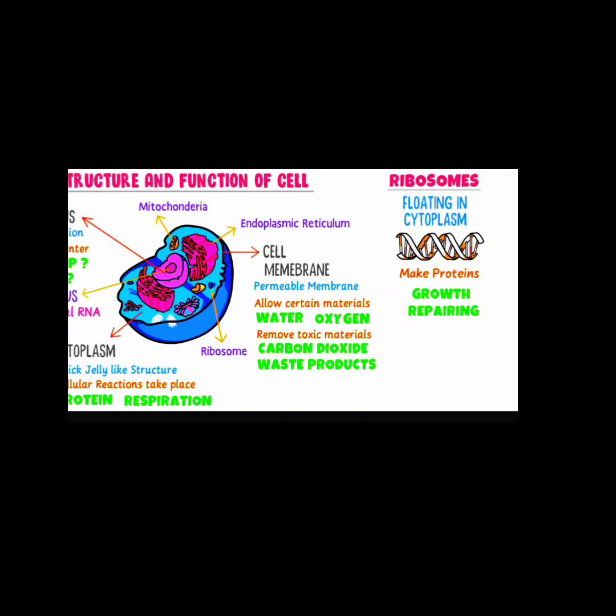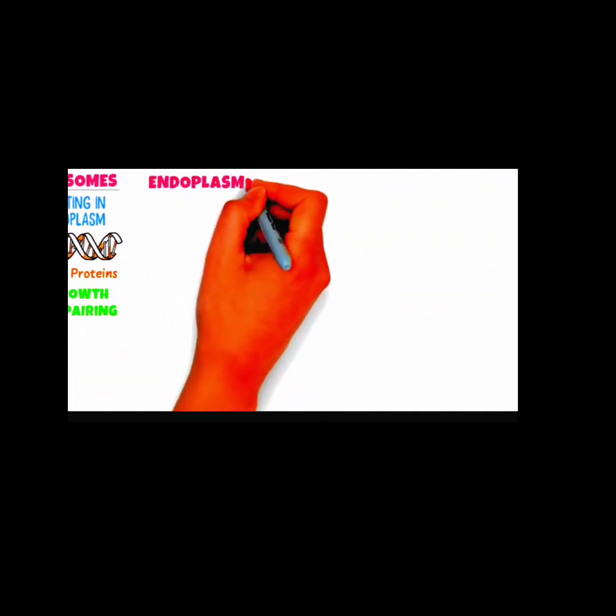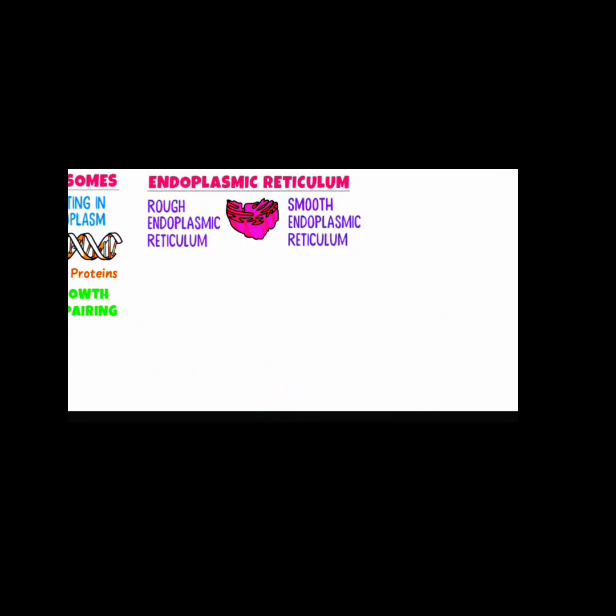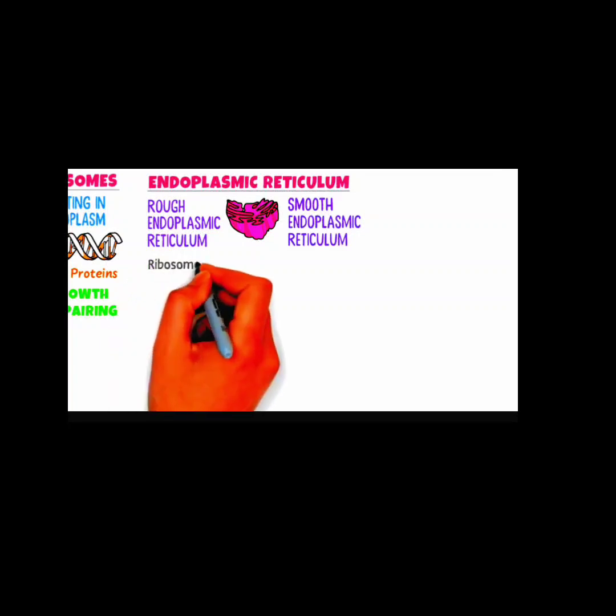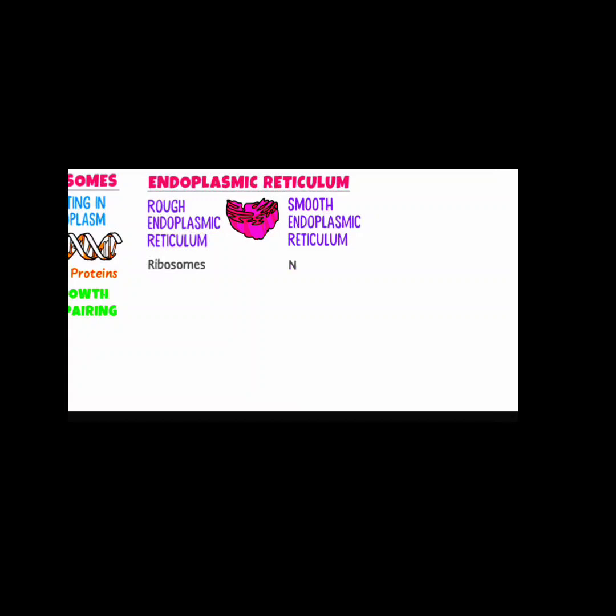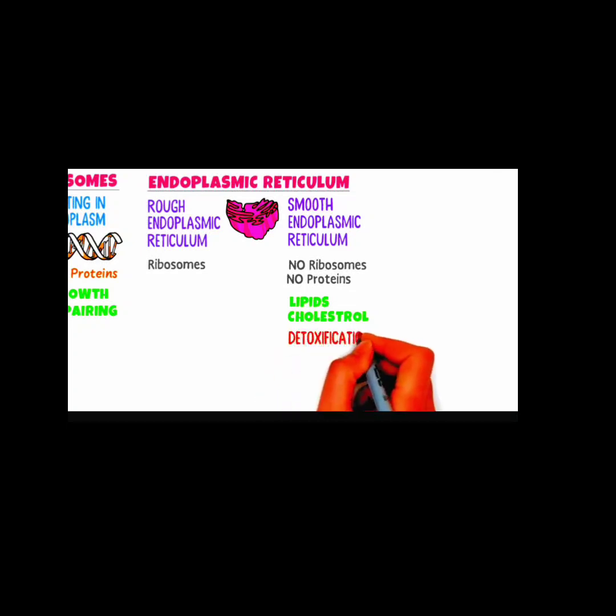To learn about ribosomes and protein formation, we must understand the endoplasmic reticulum. Endoplasmic reticulum has mainly two types: rough endoplasmic reticulum and smooth endoplasmic reticulum. The main difference is that rough endoplasmic reticulum contains ribosomes while smooth endoplasmic reticulum does not contain any type of ribosome. It means smooth endoplasmic reticulum does not produce any type of protein because of no ribosome, but it produces lipids and cholesterol, etc. Secondly, it also does detoxification. It means breaking down of toxic substances in the cell.